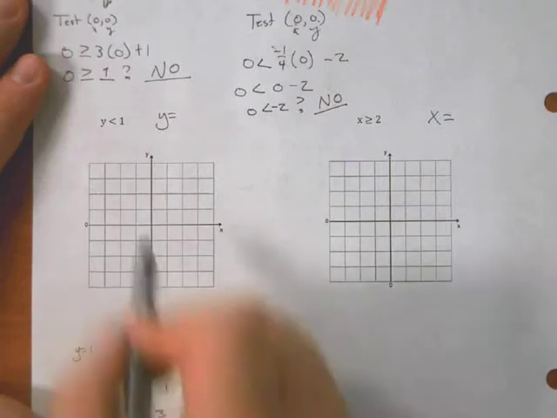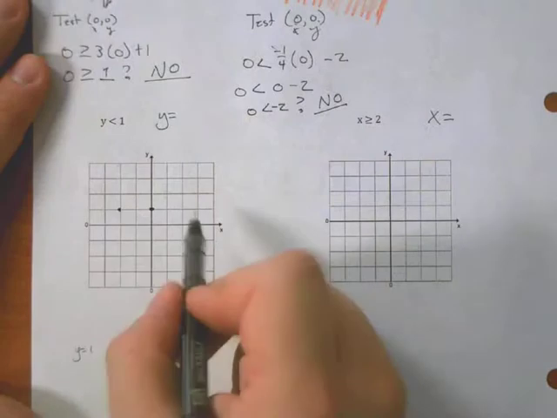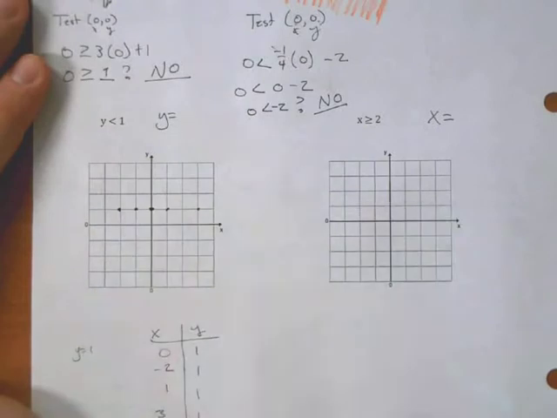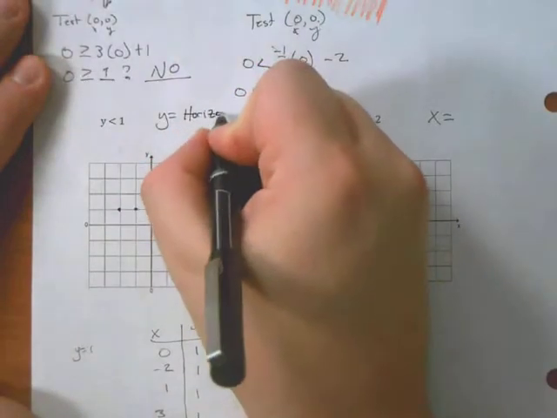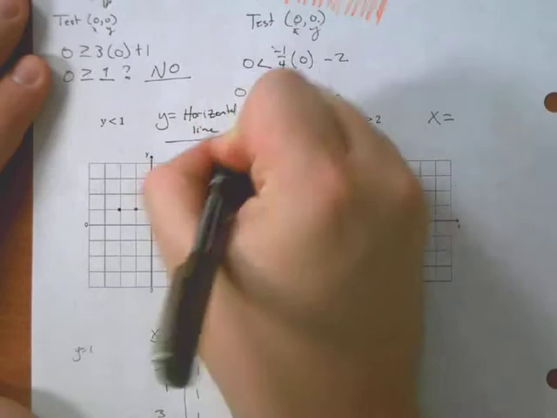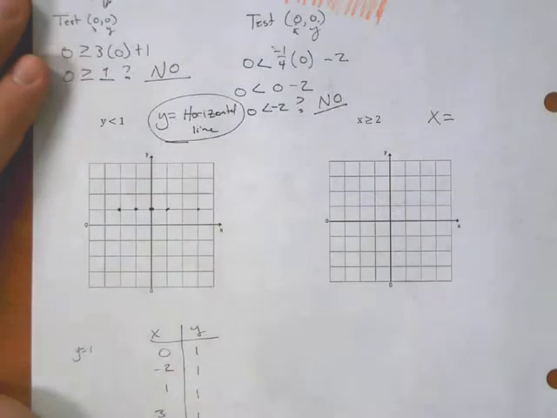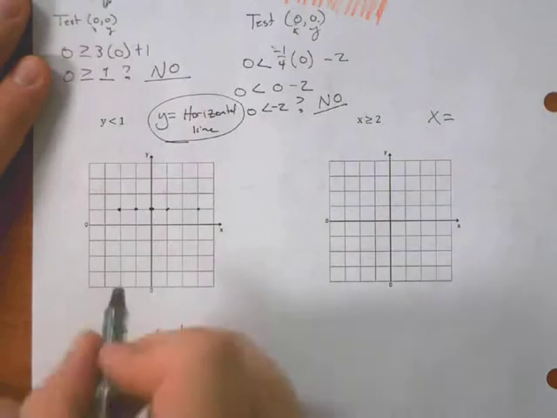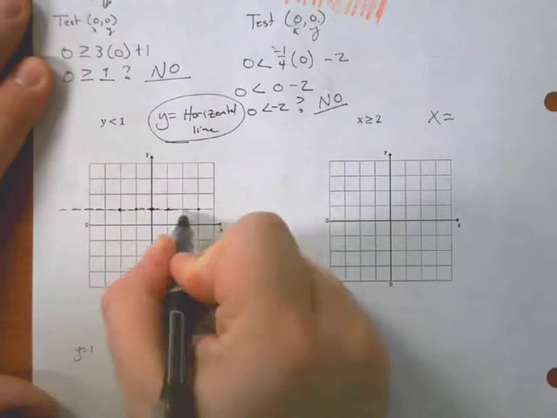So these points would be, say, when x is 0, y is 1, when x is negative 2, y is 1, when x is 1, y is 1, when x is 3, y is 1, when x is negative 1, y is 1. What kind of line is that forming? Y equals gives our horizontal lines. So this inequality should be a horizontal line through y is 1. Is this a dotted or a solid line? It would be dotted. It's most certainly a dotted line.